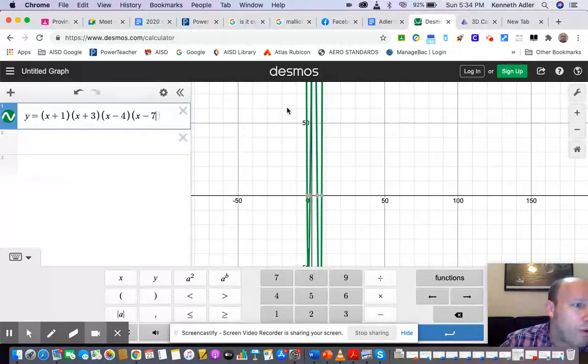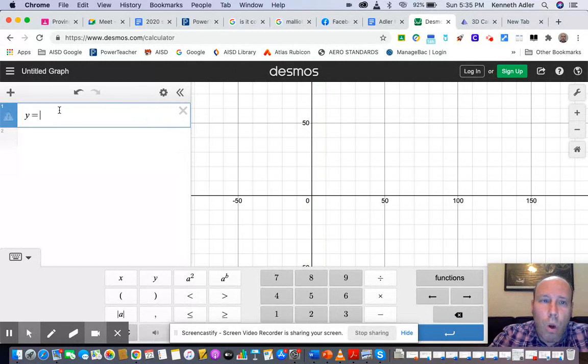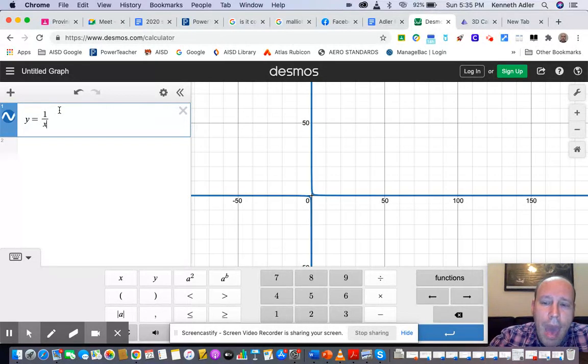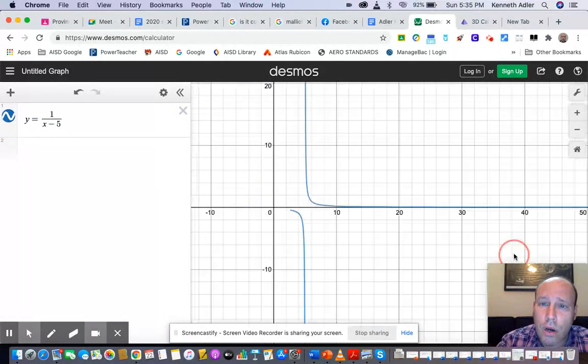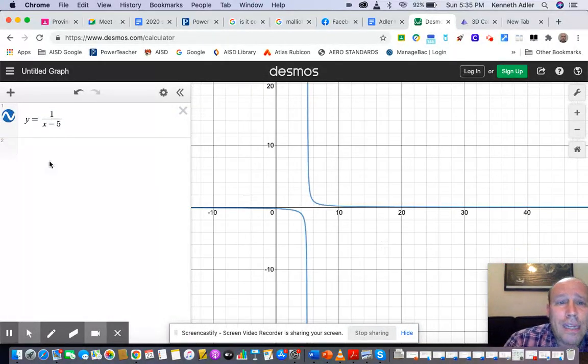But what are some other functions we've looked at? Well, you studied rational functions. Let's take, for example, y equals 1 divided by x minus 5. We can see that in this function the domain is all values except for 5. Whenever you have a restriction in the denominator, this restricts our domain.